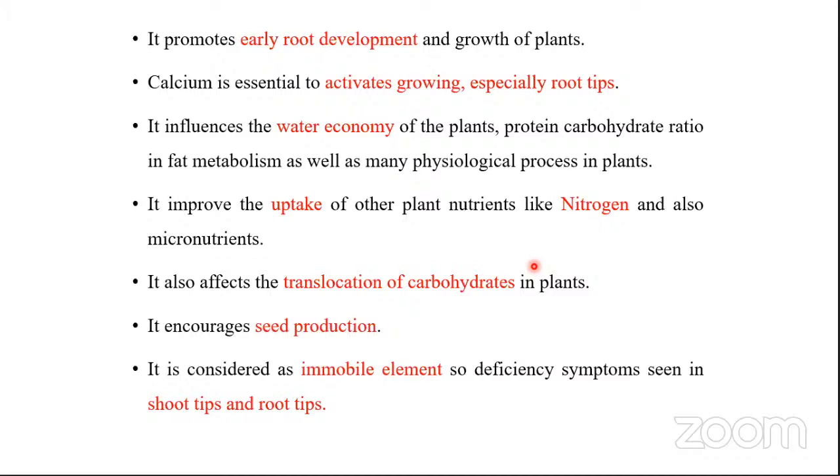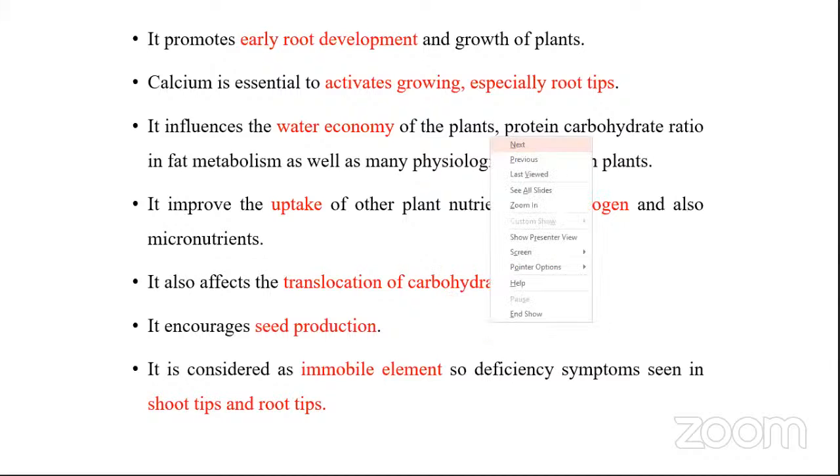Improves the uptake of nitrogen. If there is proper calcium, there is a good uptake of nitrogen. It also affects the translocation of carbohydrates in plants and encourages seed production. Calcium is considered an immobile element, a very immobile element. That's why most of the deficiency symptoms we can see are in the shoot tips and root tips.